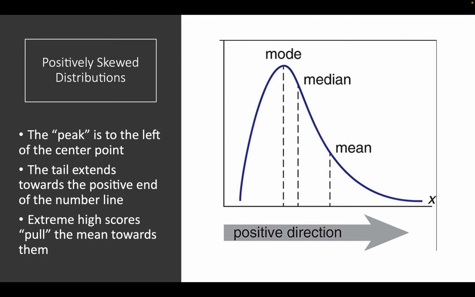So with a positively skewed distribution, the peak of our data is to the left and the tail is being pulled towards the positive end of the number line. And why does this pull occur? Well, extreme scores, right? So think back to our salary example. That $150,000 salary may be pulling our data in that positive direction.